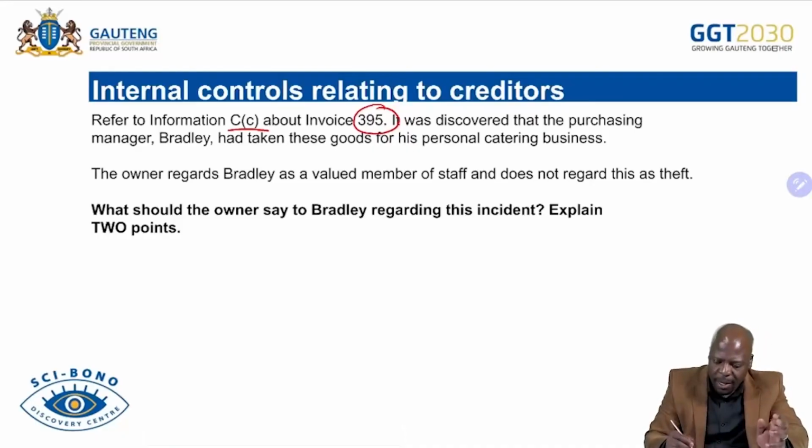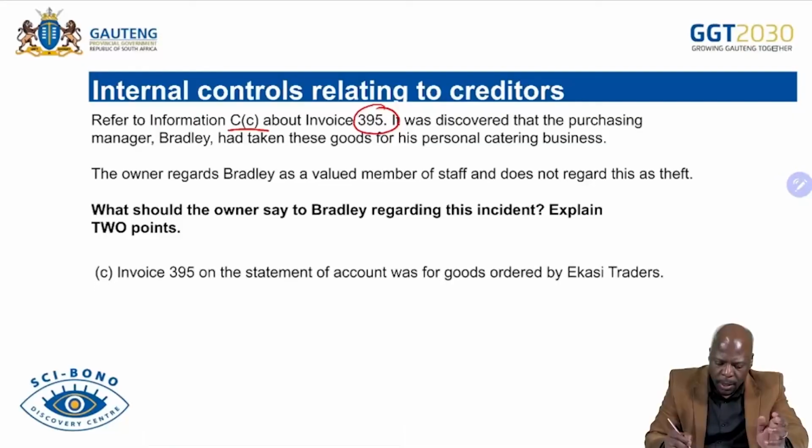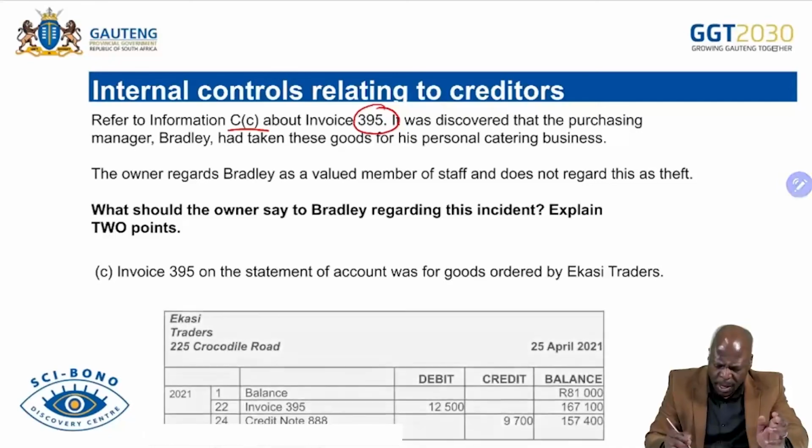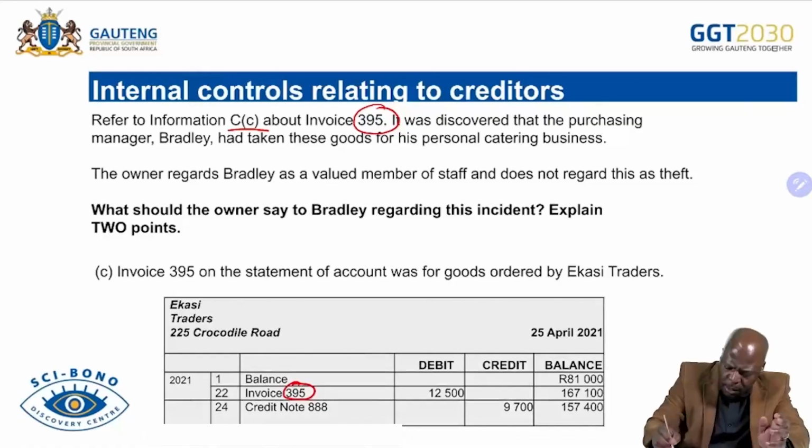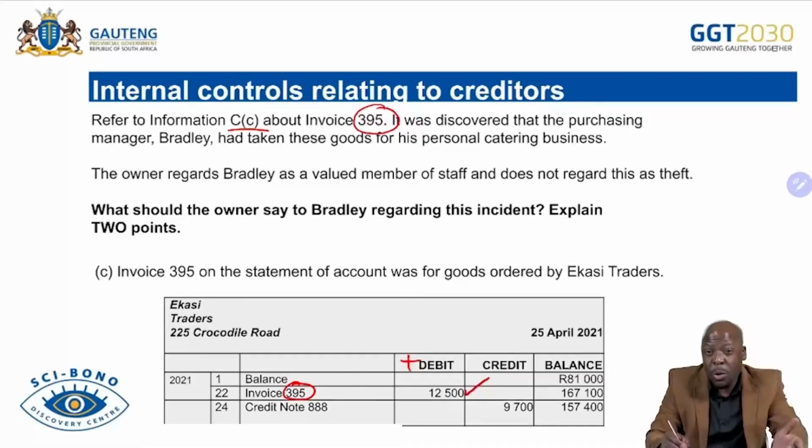It was discovered that the purchasing manager... okay, let's look, this is invoice 395 on the statement of account, for goods ordered by Ekasi Traders. Let's see on the statement, invoice 395. Remember, it is on the statement, it's a plus 12.5. So according to the statement, it shows that we ordered goods of 12.5.